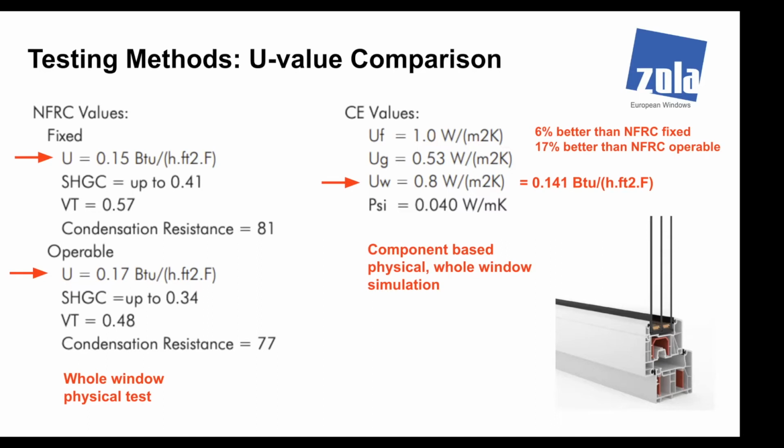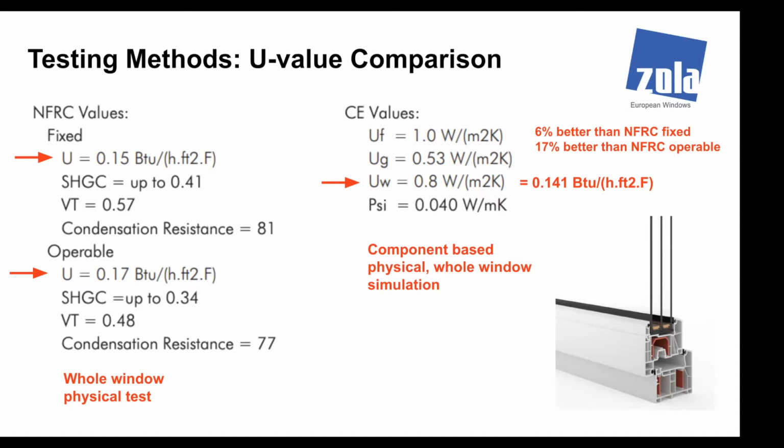So if you're shopping for windows and trying to set a threshold, and you're doing it for New York City, and you have code that's based on NFRC, and then you're taking the CE value and trying to convert it and see if you can get there. Yeah, in some cases you're going to get there, but it's only because the CE value is better.